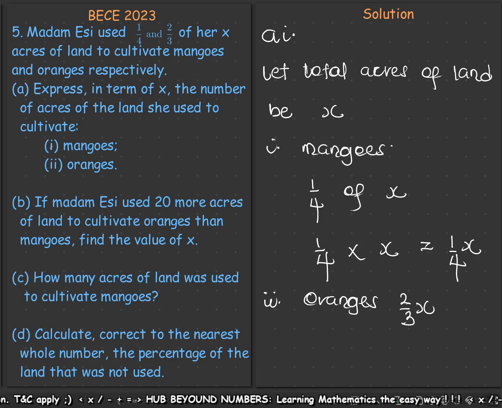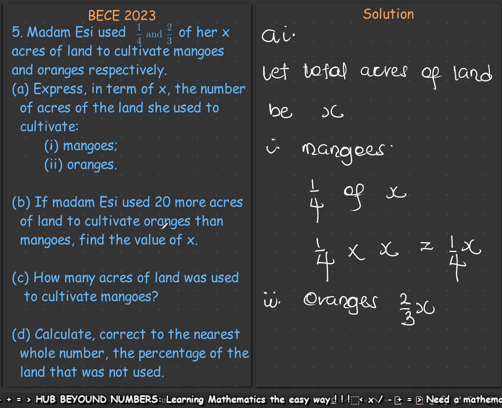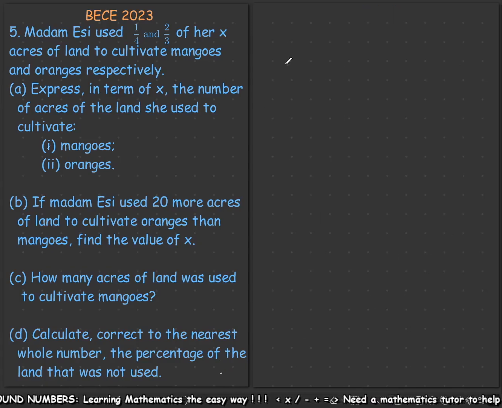It says, if Madam AC used 20 more acres of land to cultivate oranges than mangoes, find the value of X. What this means is, if we find the difference between what she used to cultivate orange and mangoes, we should get 20. It is telling us that she used 20 more to cultivate orange, so that means the orange portion is greater. To get our equation, remember what we said orange was.